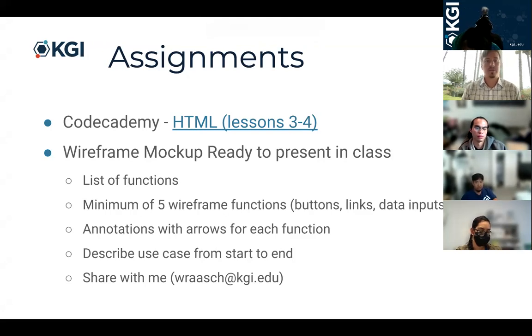What I am really going to be looking for is to list out your functions and, importantly, how they address your user stories. I also want to see a minimum of 5 wireframe functions. A button, a link, and a data input search field might count as separate functions, but having 5 different search fields with different labels is not going to count.